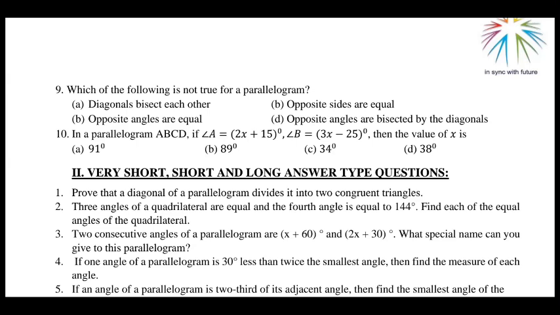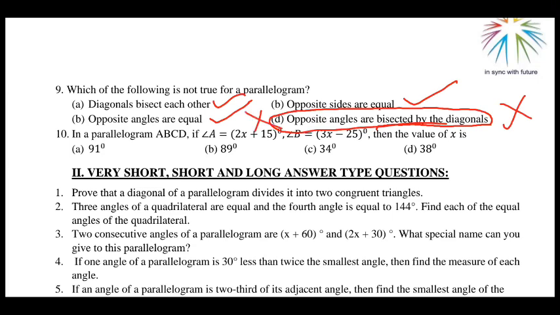Which of the following is not true for a parallelogram? Diagonals bisect each other. Do the diagonals bisect each other? Yes. Are the opposite sides equal? Yes, correct. Are the opposite angles equal? Yes, correct. Opposite angles are bisected by diagonals. Is it right? Is it any theorem? No, we do not have any theorem telling this. So we only have these three theorems. This is wrong. Now, the next question here, beta.